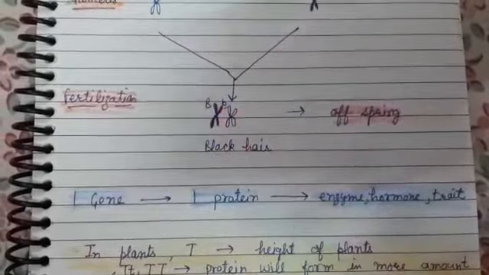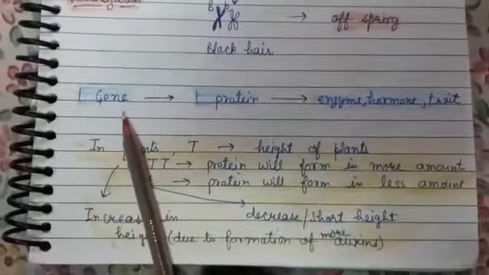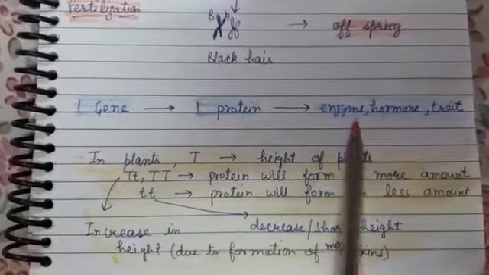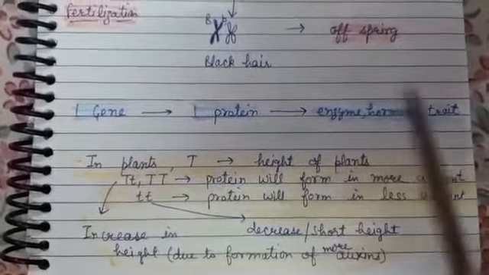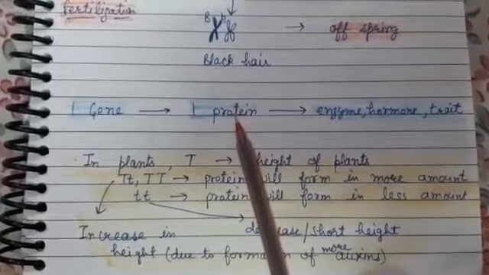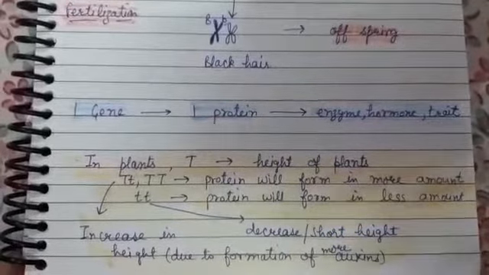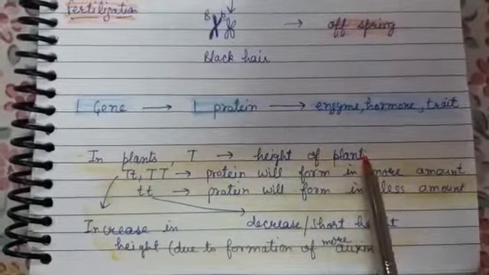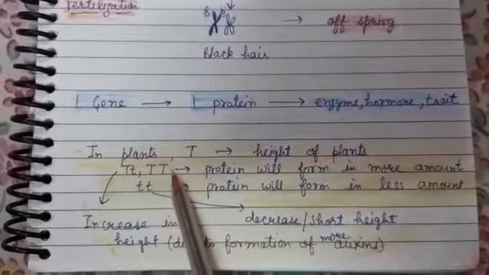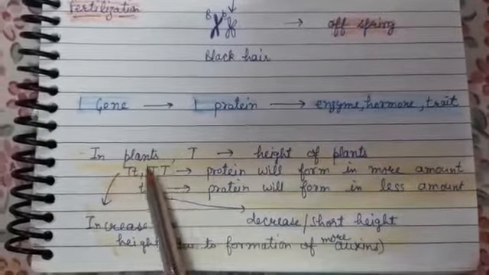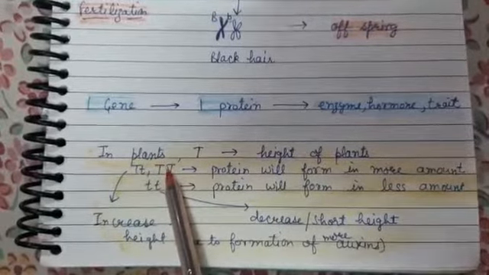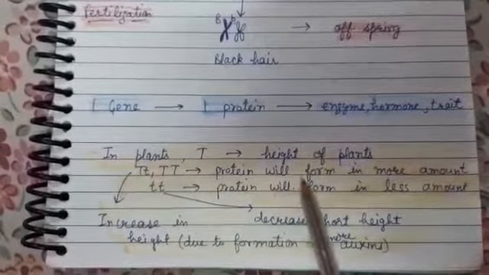Okay, so how can we conclude it? One gene codes for one protein, and in turn this one protein may either form an enzyme, a hormone, or serve any other important function, right? So one gene codes for one protein in our body, and one protein controls one of our characters. For example, in plants, capital T controls the height of the plant, right? If the plant has genotype capital T small t, or capital T capital T, it means this is dominating and this is also dominating. So these two genotypes are dominating traits. This will express more and protein will form in more amount.